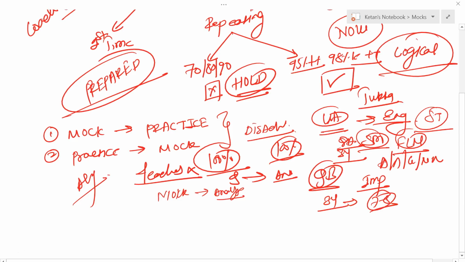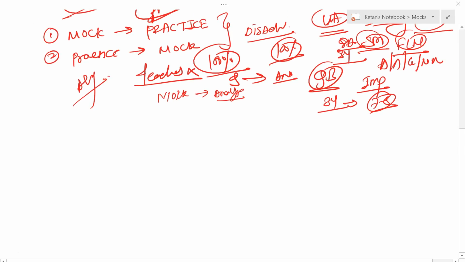So he's only playing on those things that he knows intuitively, or by default he has an idea about it. Is that an effective way to give a mock? Is that an effective way? No, it's not.